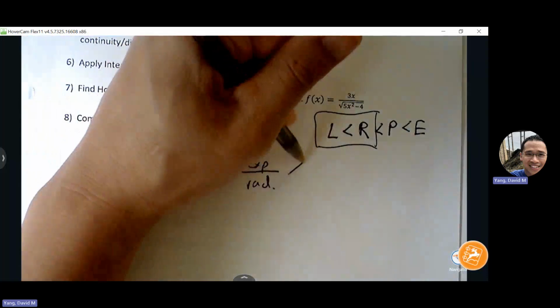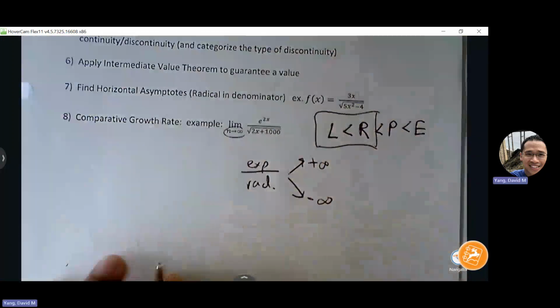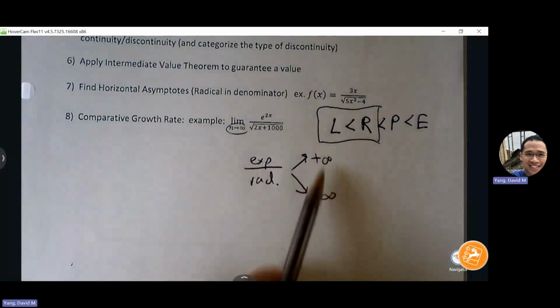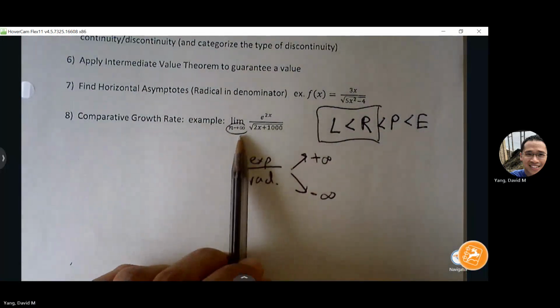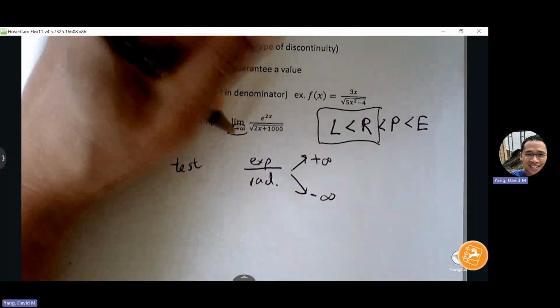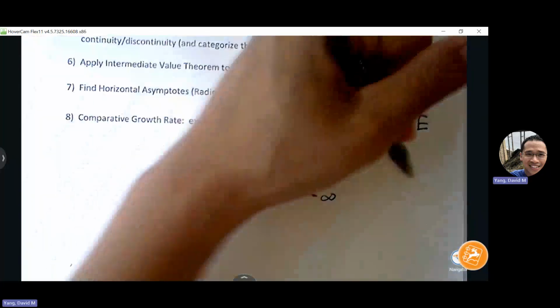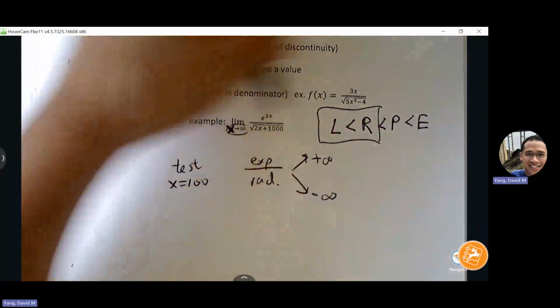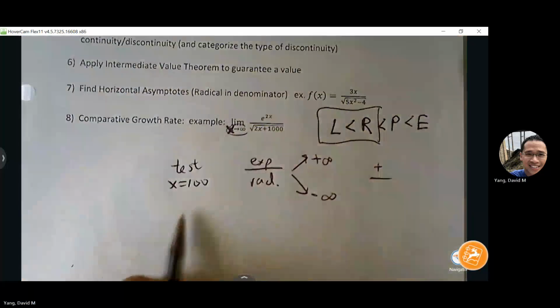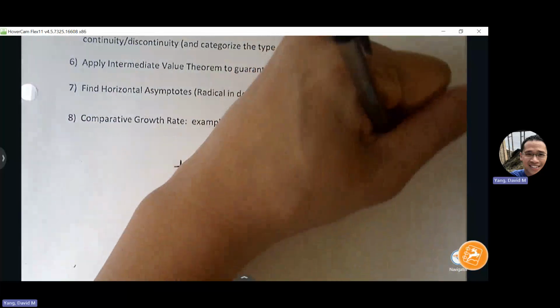Bigger. So if it's getting bigger, there are two options, right? It's either going up to positive infinity or negative infinity. So if we're deciding between these two options, then we can test what? Sorry, this should be x. X equals 100. If I plug 100 in for x, I get e to the 200, which is positive. And then the square root of 200 plus 1,000, that's also positive. So positive.